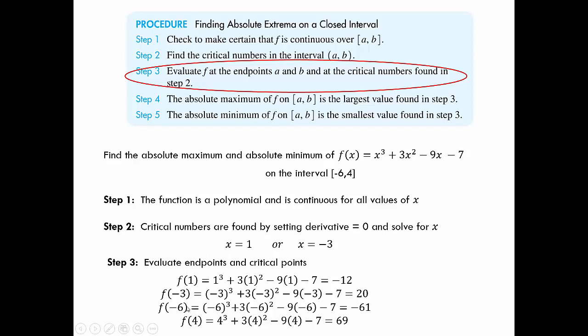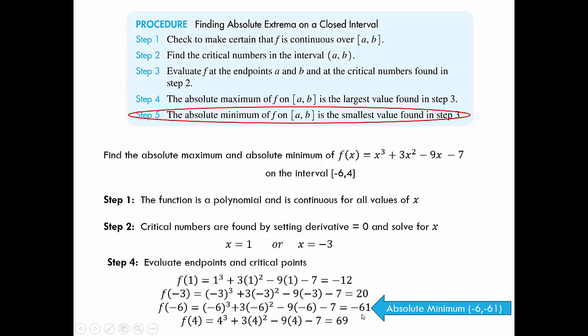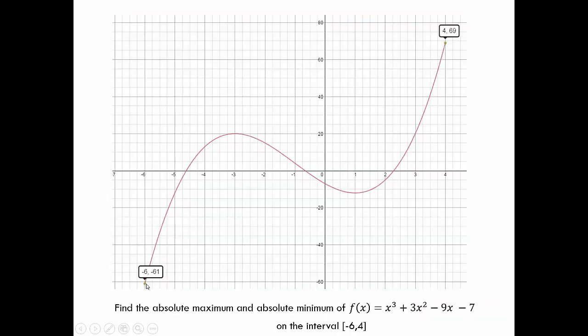I'm plugging this back into my original function because I want to see where the absolute max is. Well, that would be at the highest value, which would be 69, the largest value of my function. And then I want to see where the minimum would be, which would be the smallest, in this case -61. And if I graph this, I can see, because this is a closed interval, that my absolute minimum and my absolute maximum are actually found at these endpoints.